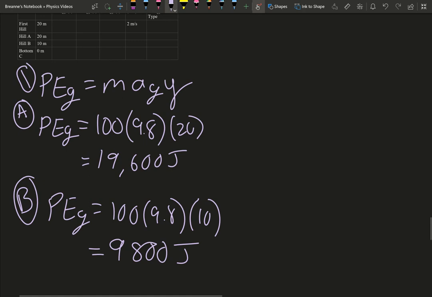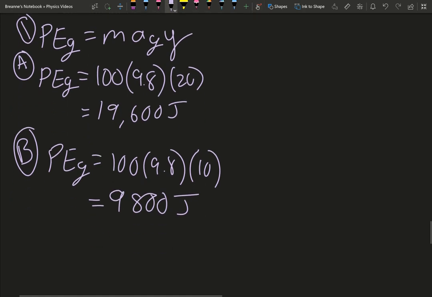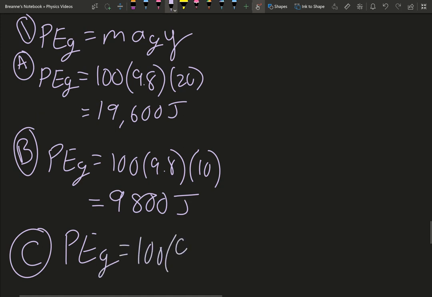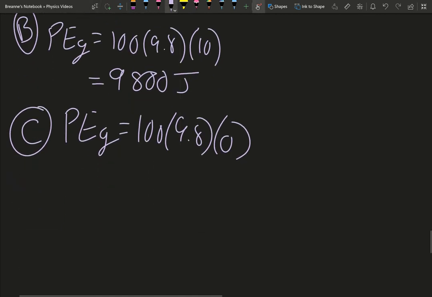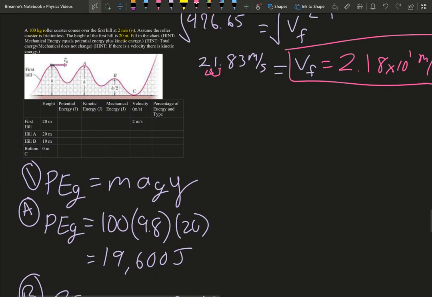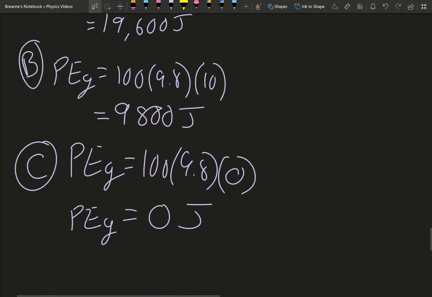And then hill C, you'll be using the exact same equation, your potential energy, and you have your mass, you have your gravity, and you have your height. Hopefully you realize that that just equals 0 joules. And you can plug that in. Now, I didn't mean to erase that. So you can plug all those in. So 1 and A are going to be the same number. B, you have that. C, you have that.